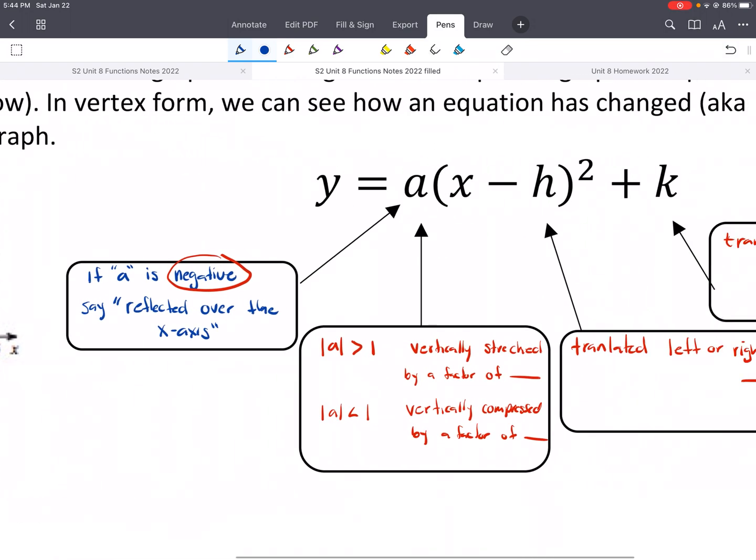Then we're going to look at the number, not the sign, just the number. So if the absolute value of a, let's say that a is -2, then we're only going to look at the 2, because the absolute value of a negative 2 will just give us 2, okay? So if the absolute value of a is greater than 1, what does it do to the graph? Well, it vertically stretches it.